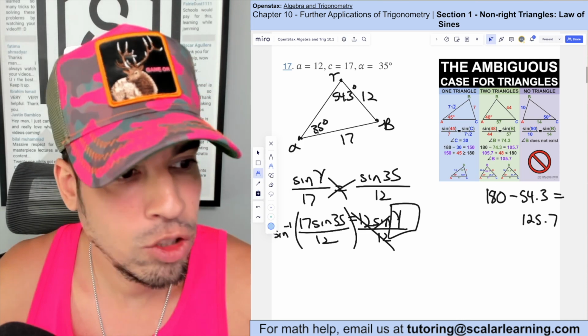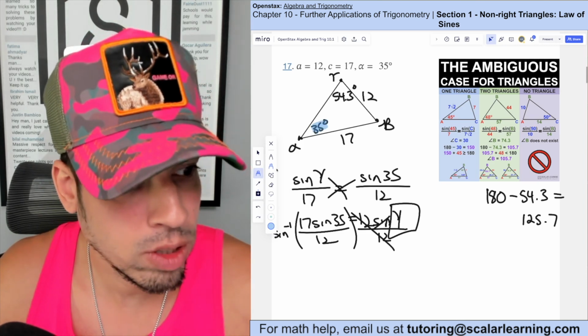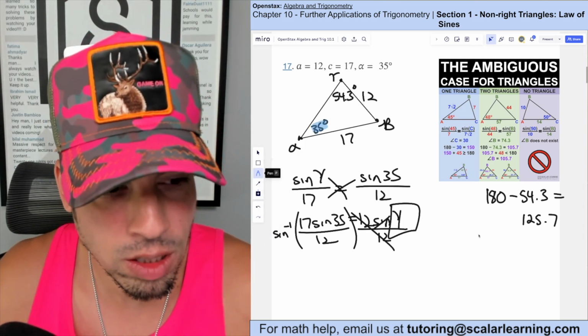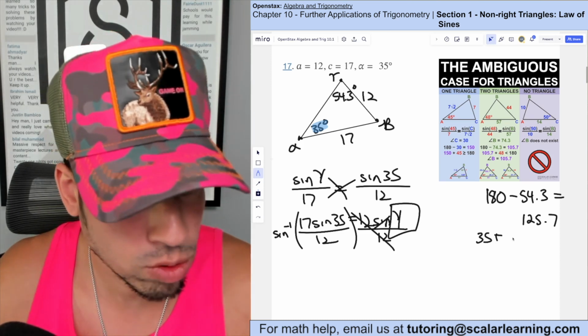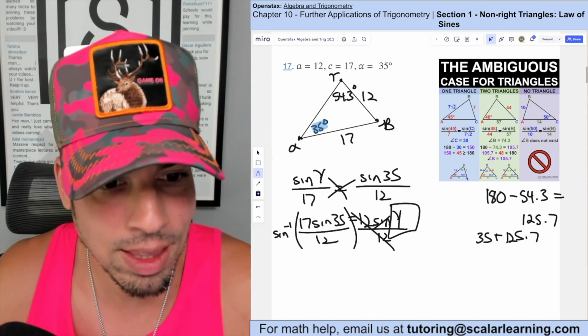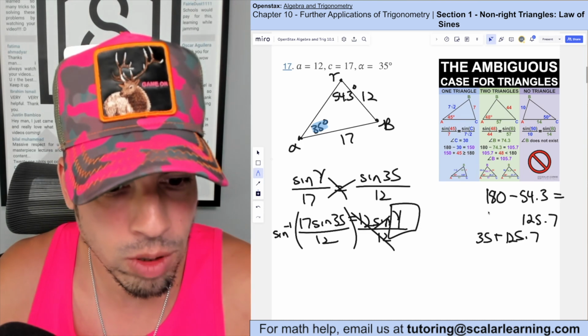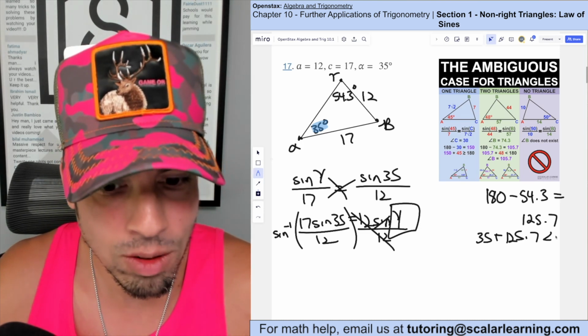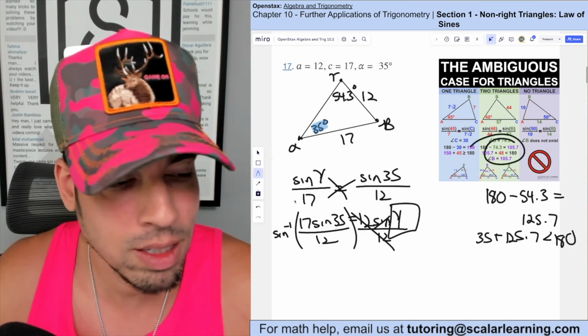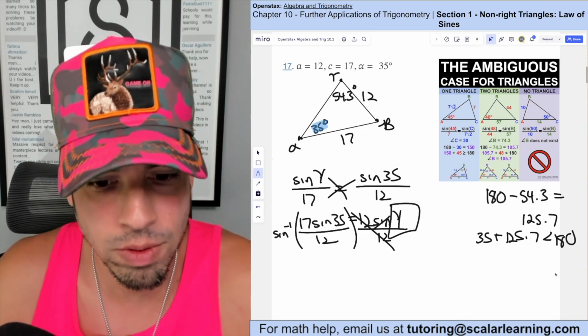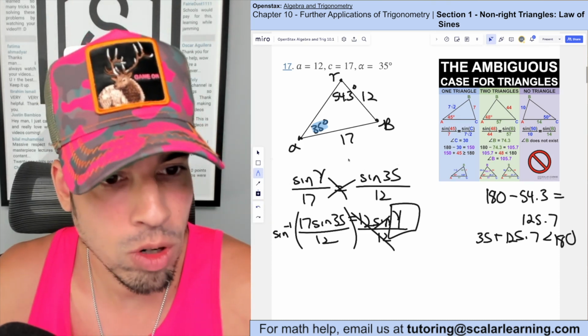125.7. Now, what we're going to do is go back to the given angle that we have, which is 35 degrees. And we're going to say, what is 35 plus 125.7? Is it less than 180 or greater than or equal to 180? It's less than 180. So guess what? We're in this category. We do have two triangles. Very interesting, right? So now we're going to draw the second triangle.